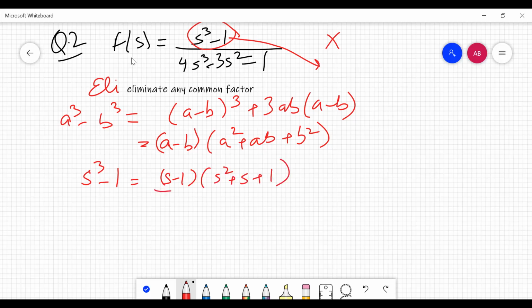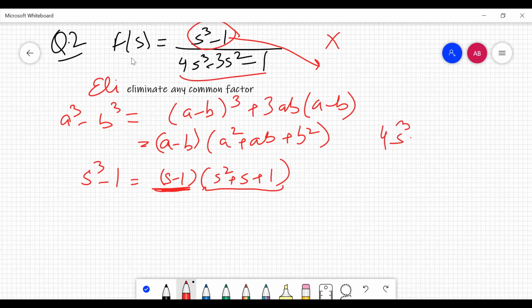From here you can see that the common factor can be s minus 1, because after taking this s minus 1 out, you are getting a positive polynomial. So you need not check this for anything, you only need to divide it.